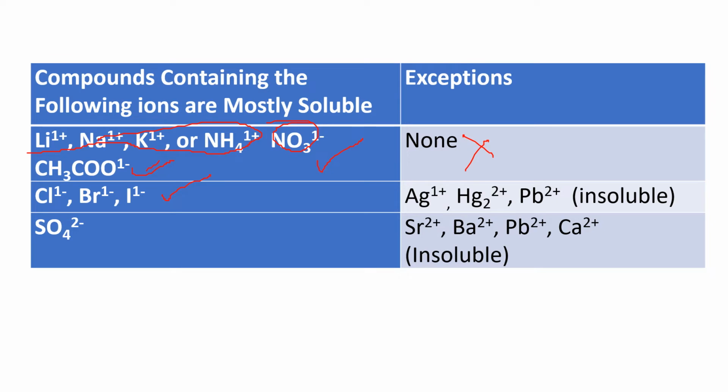Suppose you take chloride, bromide and iodide. If these ions are present, they are mostly soluble.